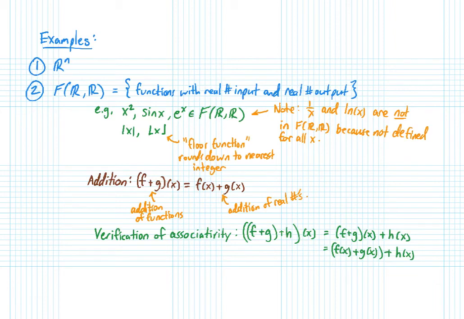of x. But now, this is an expression that involves addition of real numbers, and we already know that real numbers are associative. So we can rewrite that as f of x plus (g of x plus h of x), and then spool everything back up into a sum of functions. And when we do that, we get f plus (g plus h) of x. So the point here is that the associativity of functions actually came from the associativity of real numbers. That was the key step in the proof.